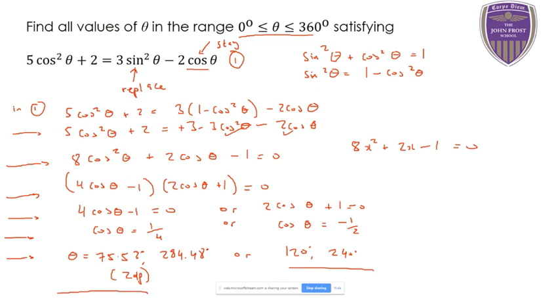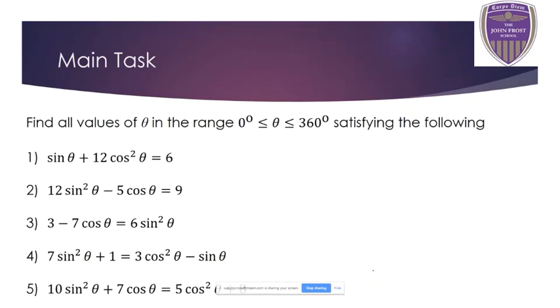So on the next slide now, we've got the main task. We'll get rid of that in a minute. So pause it, have a go. This will take you half an hour probably. There's a lot of work to be done here, and I'll show you the answers shortly.